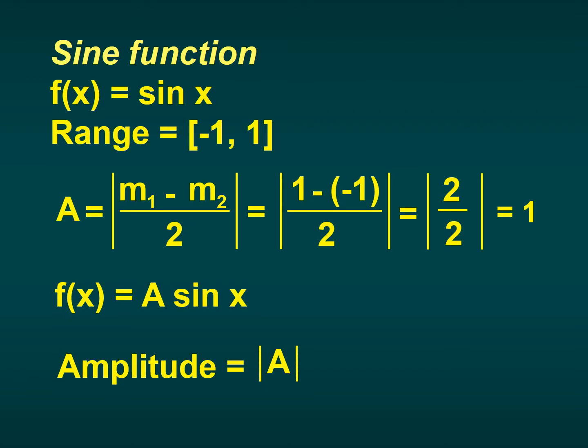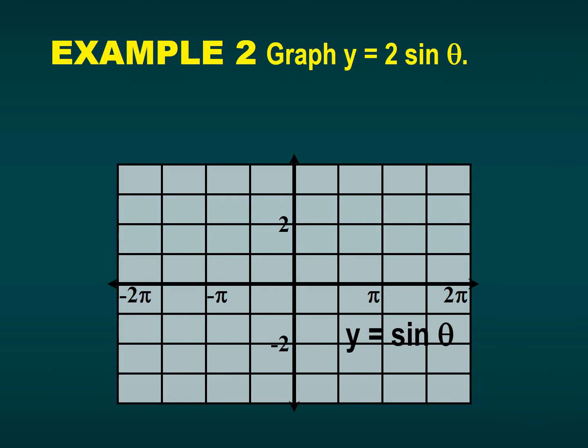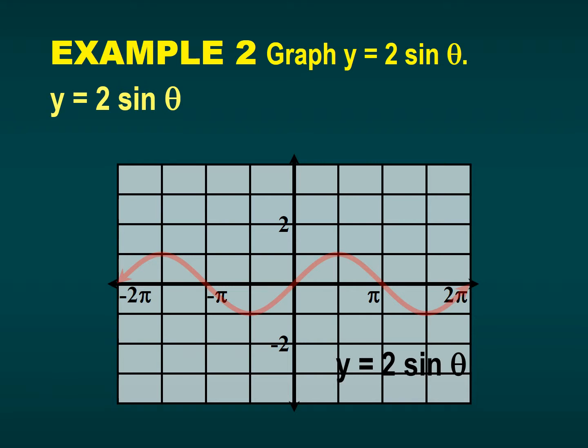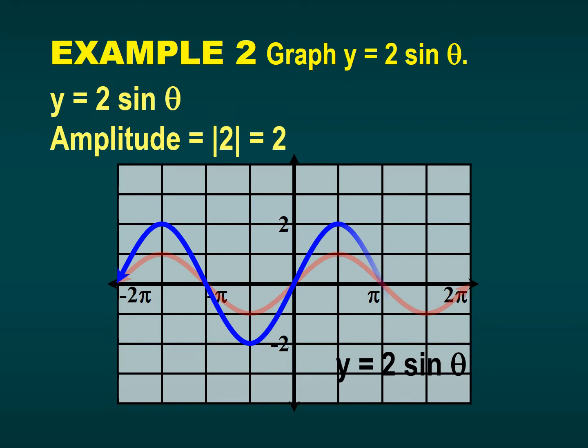So amplitude is the absolute value of A. So if we had a negative A, the amplitude is still the same. The negative actually is going to flip it across. It's going to reflect your graph across the x-axis. So let's say we wanted to graph 2 sine of theta. So here's sine of theta right now. Remember we looked at this graph earlier, and if our amplitude is 2 instead of 1, what's going to happen is our graph has to go all the way up to 2 and then all the way down to -2. So that's 2 sine of theta.